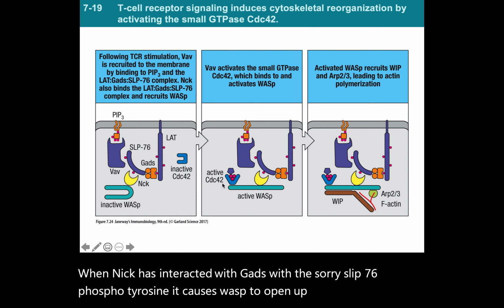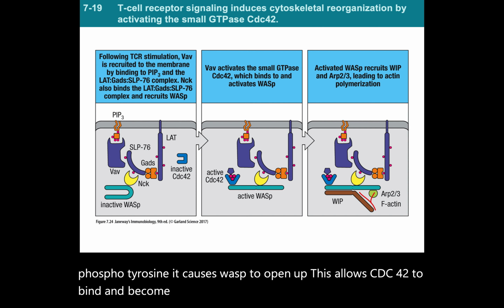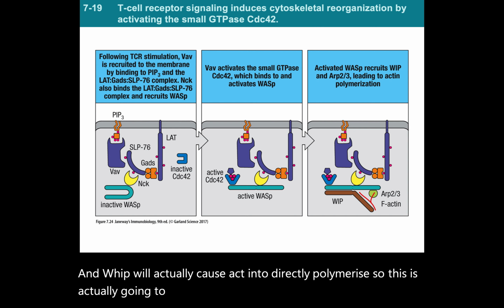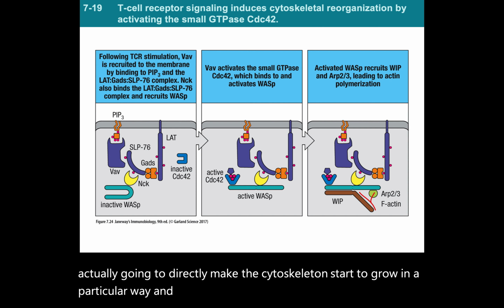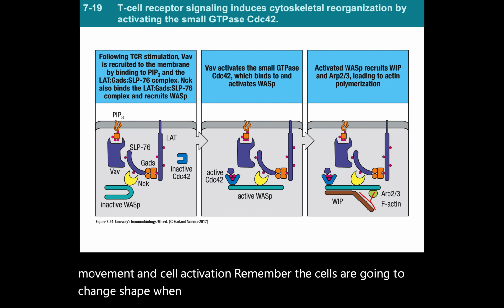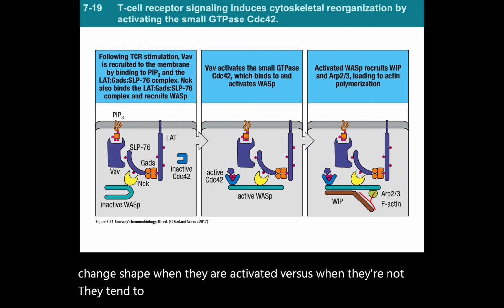This allows CDC42 to bind and become activated, and activated CDC42 will then bind to WIP. And WIP will actually cause actin to directly polymerize. So this is actually going to directly make the cytoskeleton start to grow in a particular way. And so this is going to be associated with cell movement and cell activation. Remember, the cells are going to change shape when they're activated versus when they're not. They tend to be kind of rounder and less actin when they are at rest.